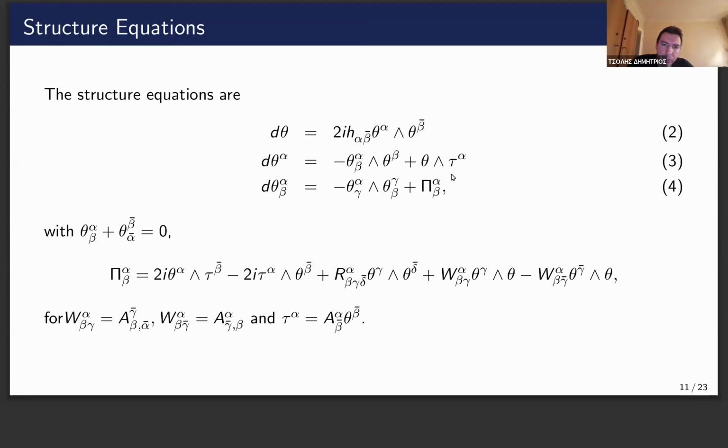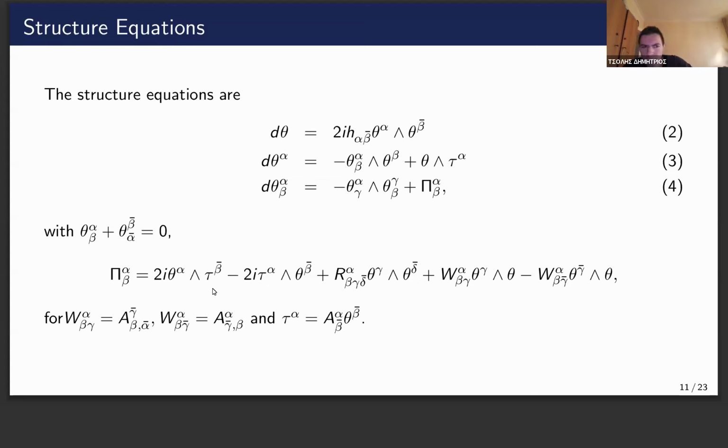Now we have the first structural equation, which is this. It's very similar to the Riemannian case. The difference is that we have torsion, which is non-zero. So you see here, this is a two form, and this is a one form, as I mentioned. And we have the second structural equation, which is the curvature equation. Here we just call it P of alpha beta. That's the curvature, a curvature two form. And we have this condition, this property that also must be satisfied.